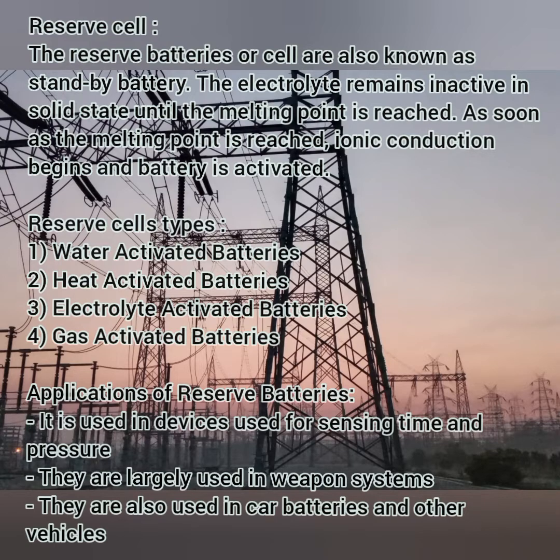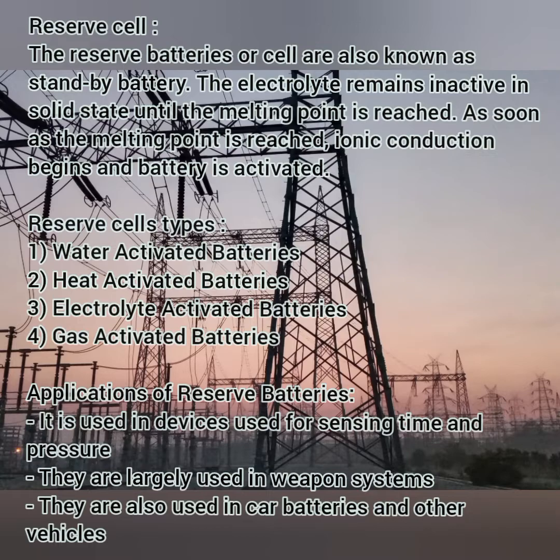Next, reserve cell. The reserve batteries are also known as standby batteries. The electrolyte remains inactive in a solid state until the melting point is reached. As soon as the melting point is reached, the ionic conduction begins and the battery gets activated. So it is majorly classified according to the activation, which is majorly four types. One is your water activated battery, second one is your heat activated battery, third one is your electrolyte battery, and last one is your gas activated battery.